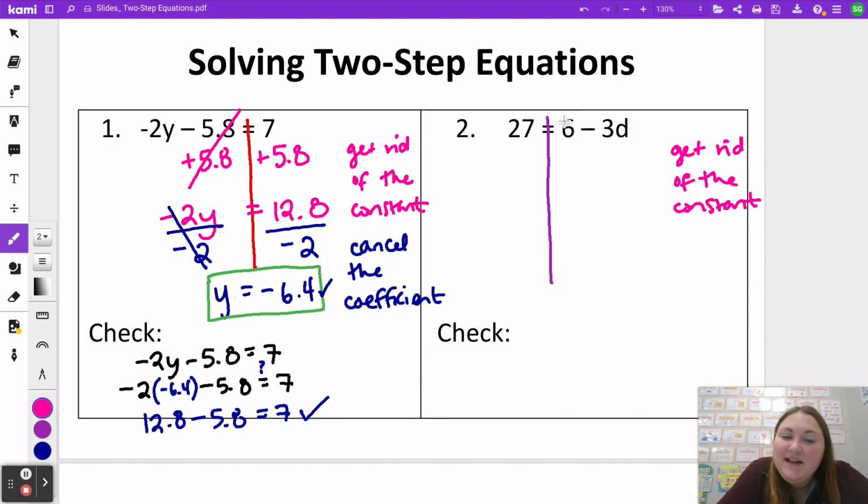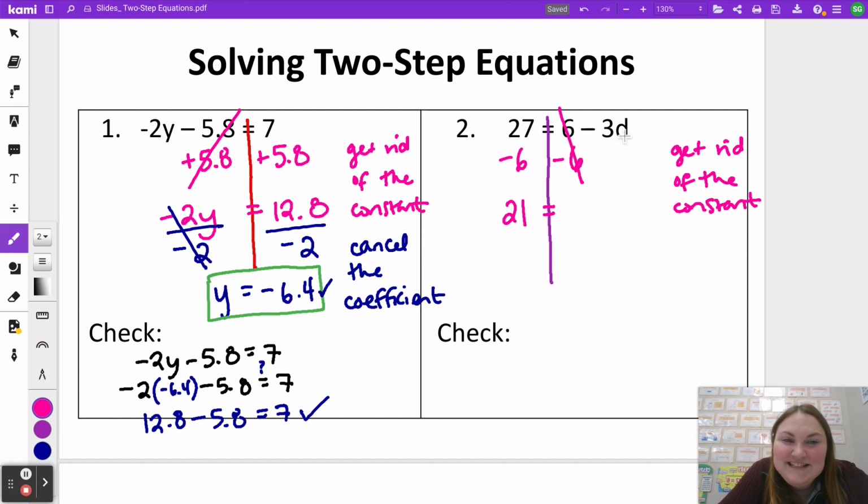Now that 6 is positive, so when I go to do the opposite, I want to subtract 6 on both sides. I can confirm that by actually doing this math. 6 minus 6 gives me 0, which is nothing. So I've got the 6's have canceled. So when I go to write my new equation, 27 minus 6 equals 21. So we have 21 equals, be really careful what should go over here on this side.